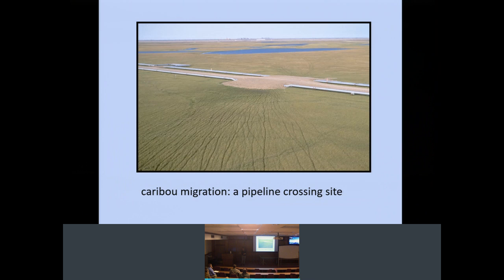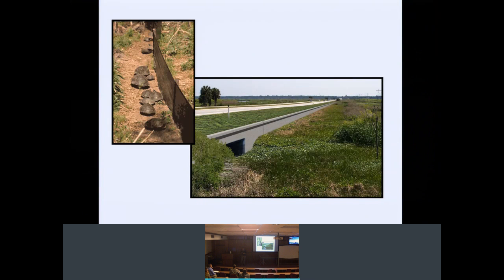There's lots of other examples, too. For example, this is a passage in Florida to allow wildlife to get past this highway without getting hit, and I think this is the one that was really inspired by turtle migration. And so it's successful that wildlife uses it and successfully passes. But again, you have to ask, at what energetic and what time cost? What's the ultimate cost of having to use this specific passage by the wildlife?